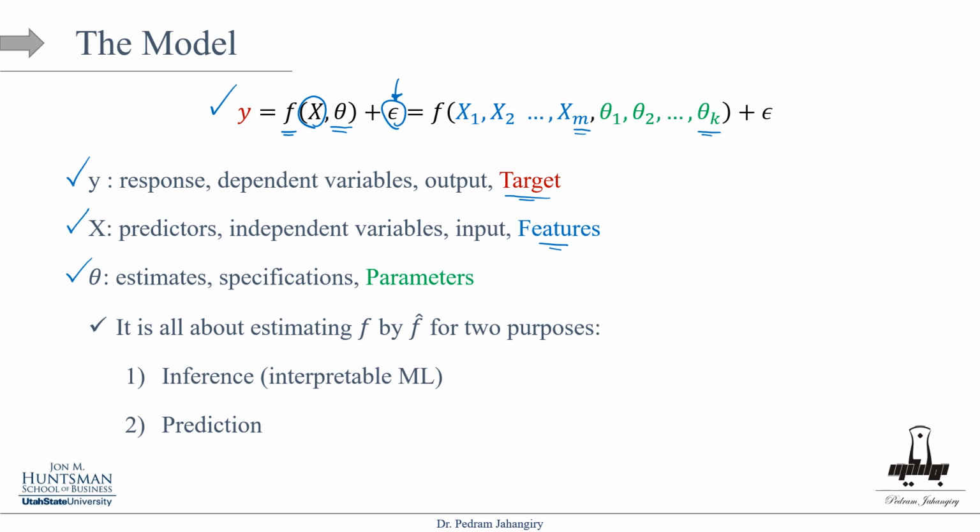Okay, so it's all about estimating this f by something called f hat. This is the goal in machine learning for two purposes. One is inference, this is the interpretation part of machine learning. The other is prediction: how well is the model doing on a never-seen-before data set, right?